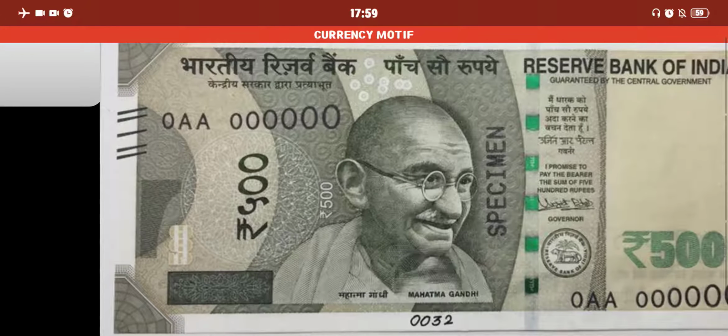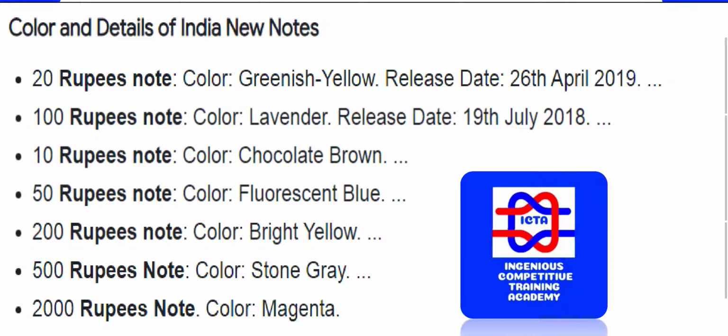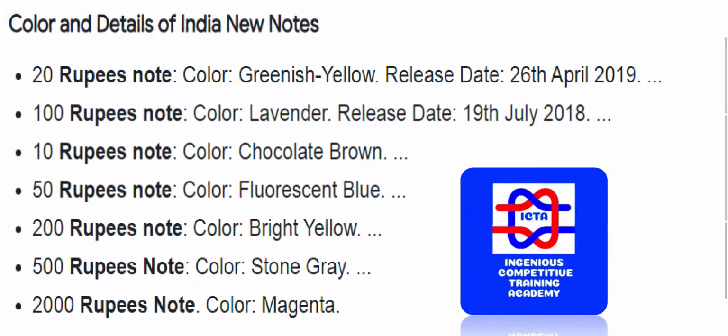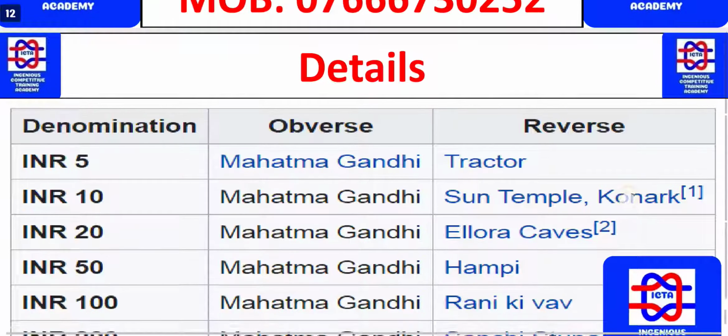When it comes to a few details of currency notes, if we revise them, the color given to 20 rupees is greenish yellow, which was released on 26th of April 2019, and we have the 100 rupees note of 2018 colored lavender, 10 rupees chocolate brown, 50 rupees fluorescent blue, 200 bright yellow, 500 stone grey, and we have the 2000 that is magenta or pink.